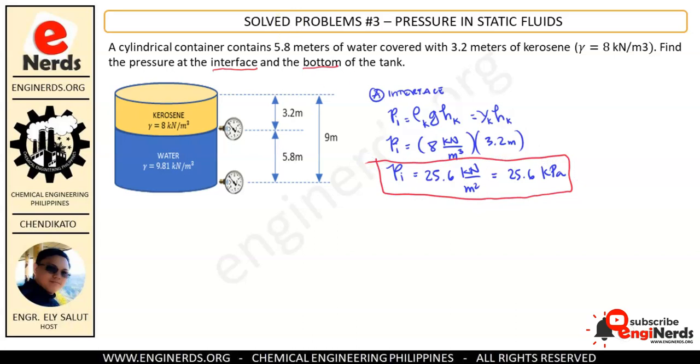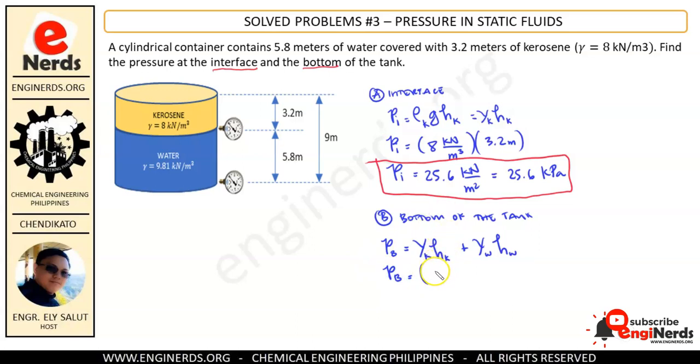And then we'll have to get the pressure at the bottom of the tank. So B is for the bottom of the tank. Okay, so now we have two fluids above the bottom of the tank. So, kailangan i-consider natin yung dalawang fluids na yan. So, therefore, the pressure at the bottom is equal to the specific weight of the kerosene times the height of the kerosene plus the specific weight of water times the height of the water. So, substitute natin yung ating mga value.